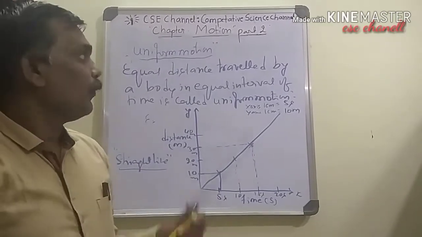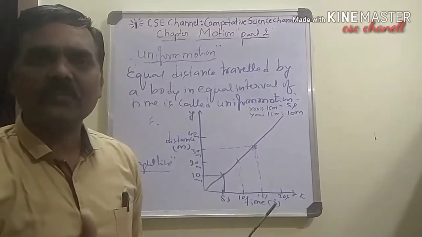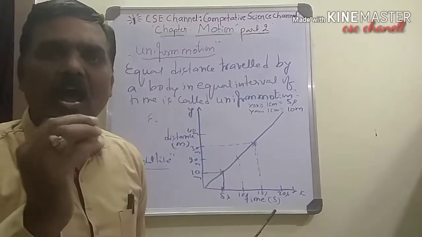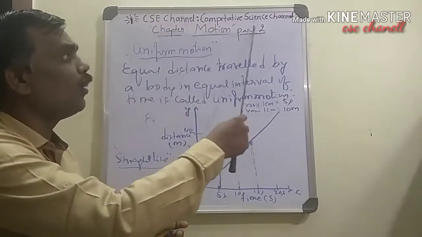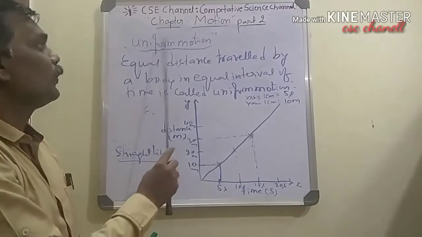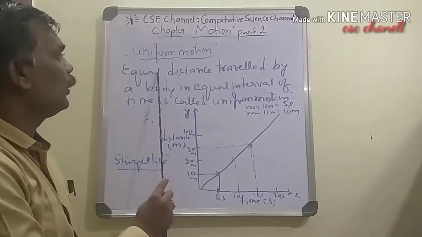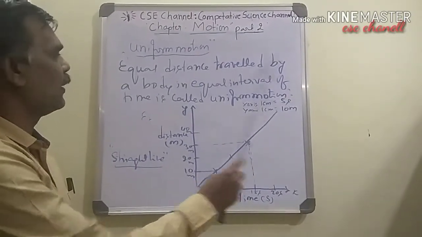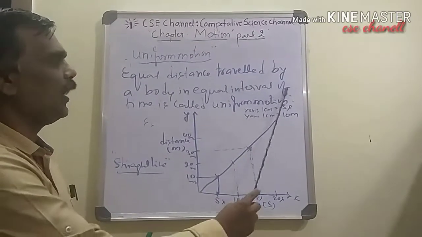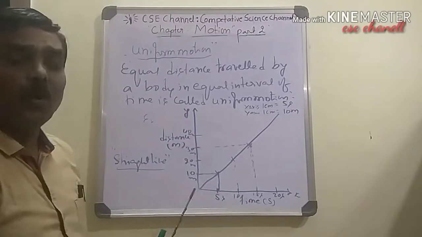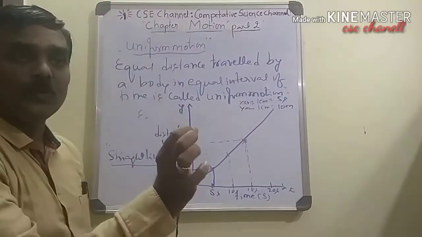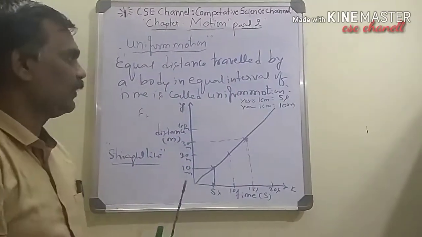Last video, in part 1, we discussed distance traveled and displacement. Today, we are continuing that part, that is uniform motion. Equal distance traveled by a body in equal intervals of time is called uniform motion. The word uniform shows an equal distance.